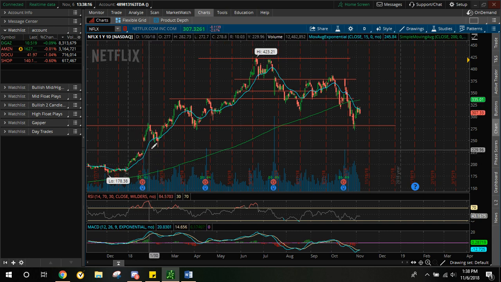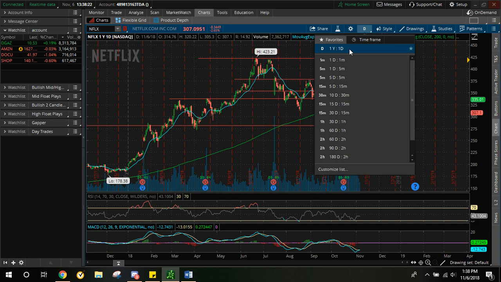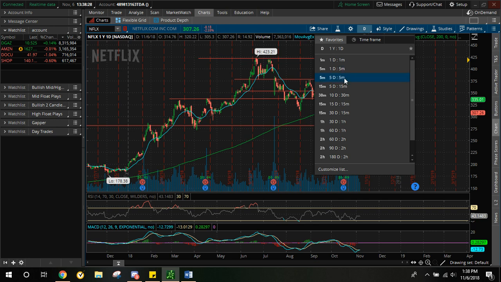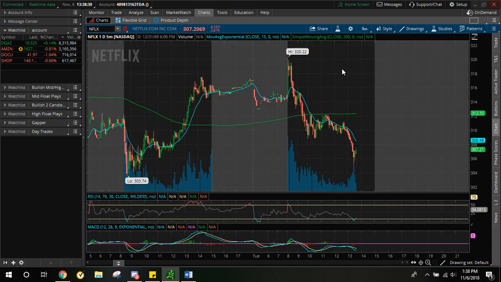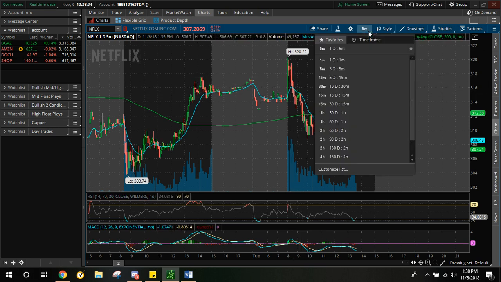So on my chart right now, I'm looking at the daily chart. So it's a 1-year daily chart, and each candlestick represents a day. Let's say I go to the 5-day or the 1-day 5-minute. Each candlestick will represent a 5-minute increment. So to make it easier, we'll go to the 1-year 1-day.